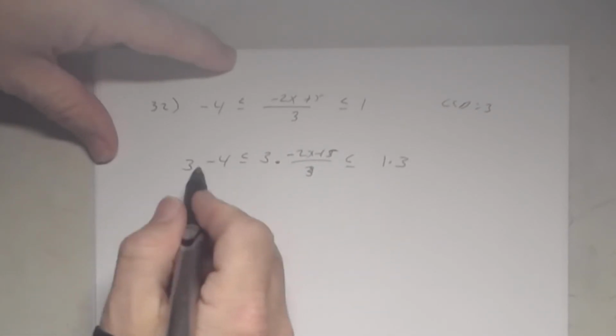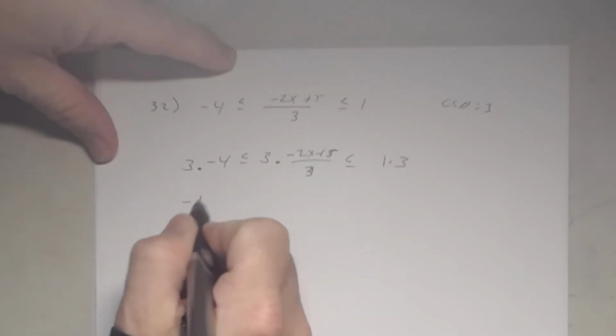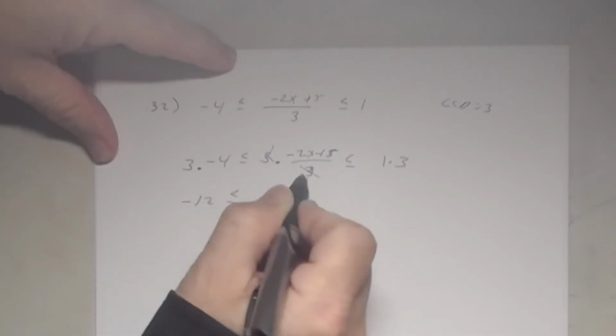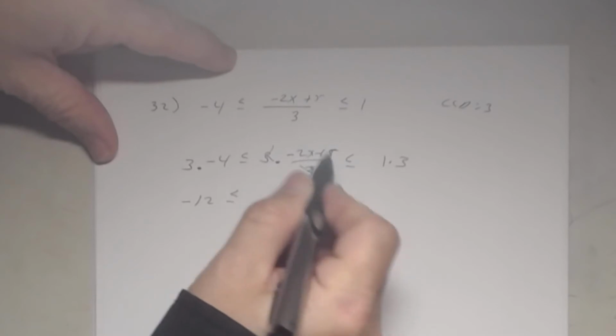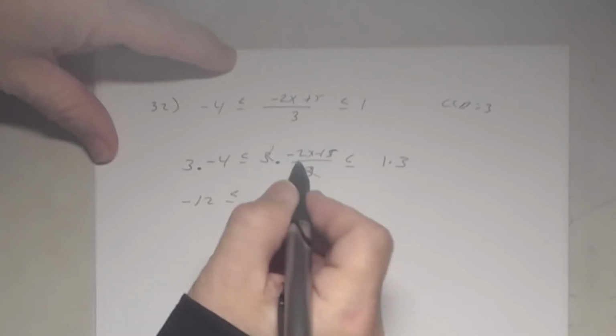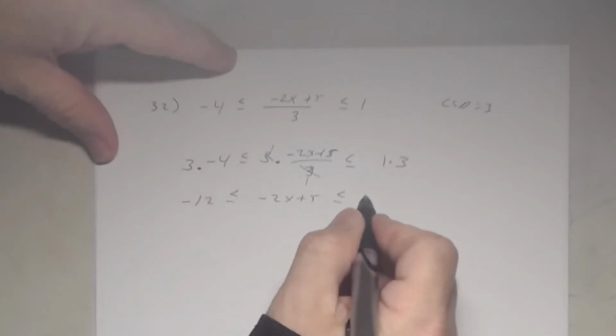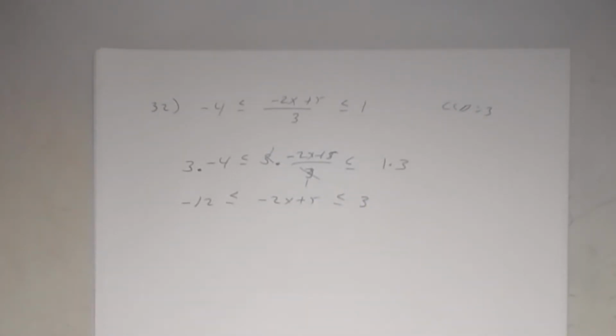So what's 3 times a -4? It's less than or equal to. Now these 3's divide out. See what I just did? And then 1 times -2x + 5 is just what? -2x + 5. And that's less than or equal to what? 3. And now you can easily do the rest. So you don't have that fraction to make it difficult for you.